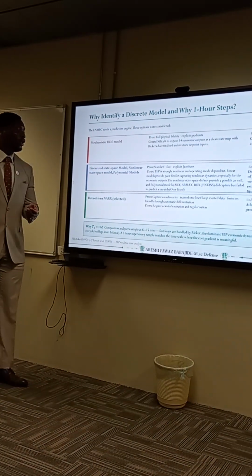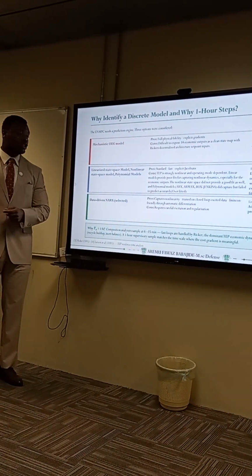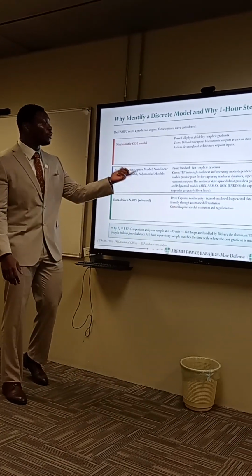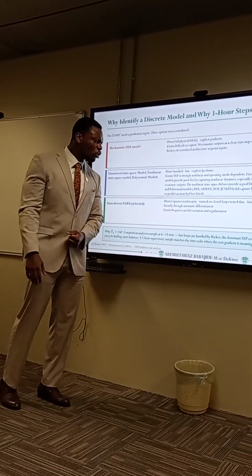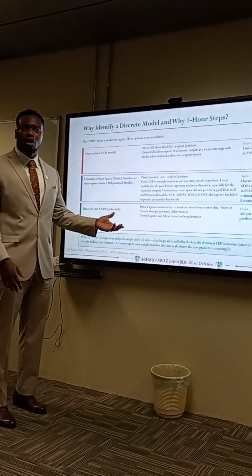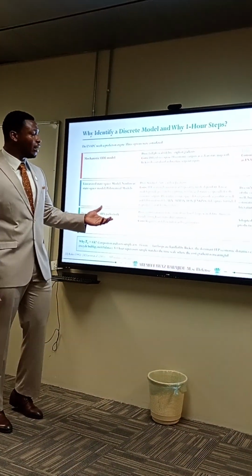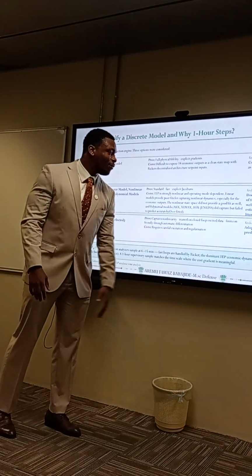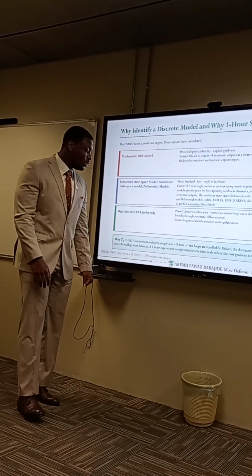For a data-driven model, we made use of NARX modeling. This is nonlinear autoregressive modeling. It captures the nonlinearity, trained on closed-loop excitation data. And of course, FMINCON with our solver was pretty good, and we had great results with that, and adopted that for the economic prediction engine, which is what we did.